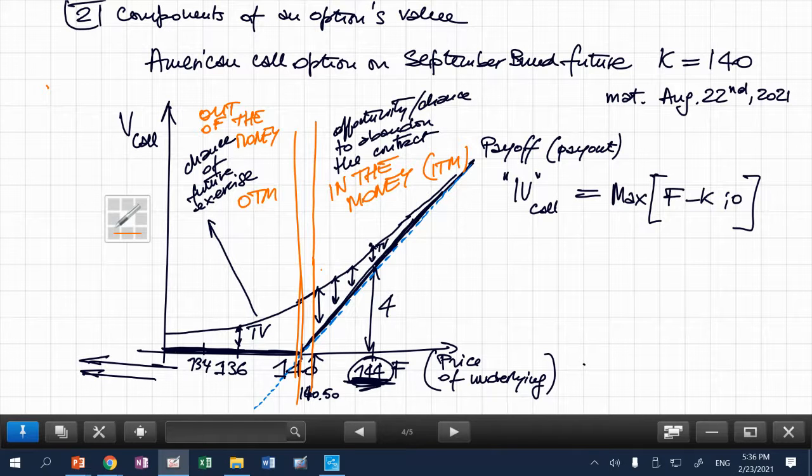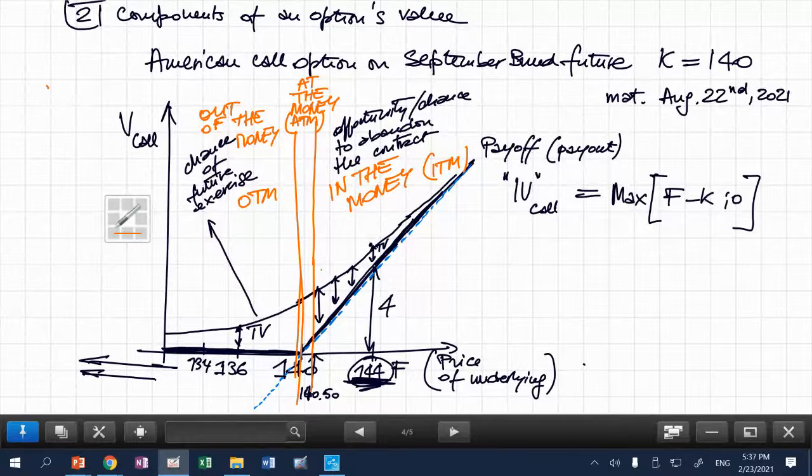And when you are substantially out of the money or in the money, you typically say it's deep in the money, deep out of the money. When the price and the strike are super close, the option is said to be at the money. Okay? So the option is at the money, in this case, when the future is very close to 140.